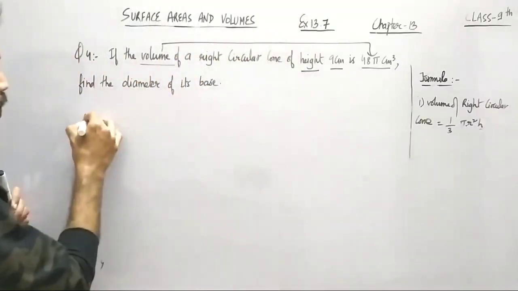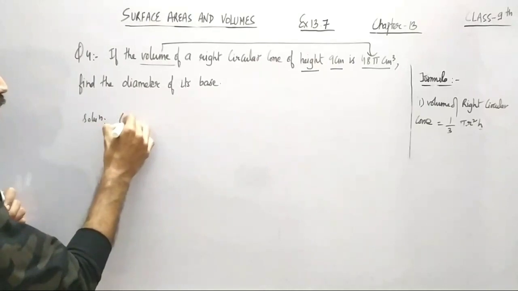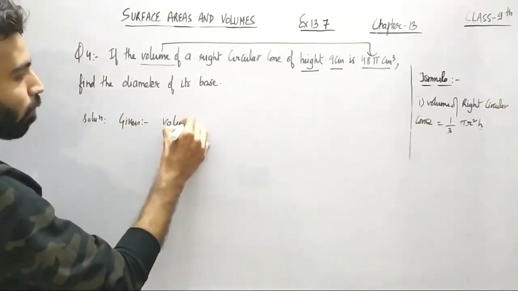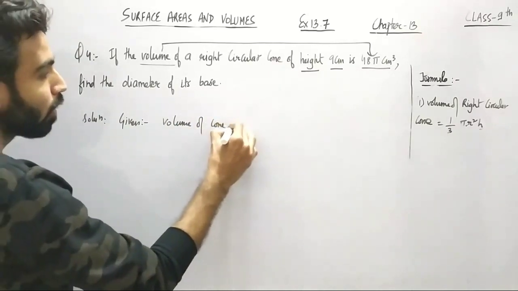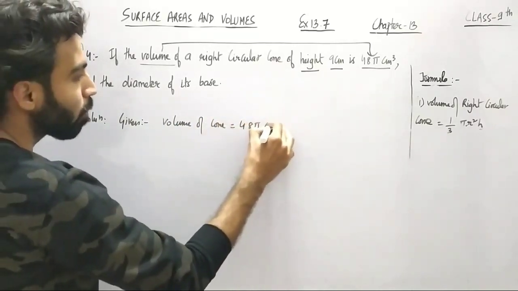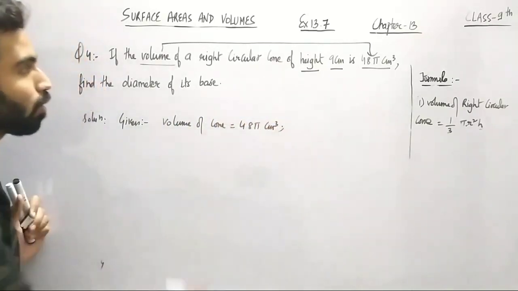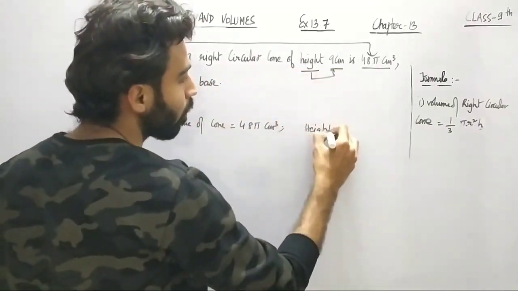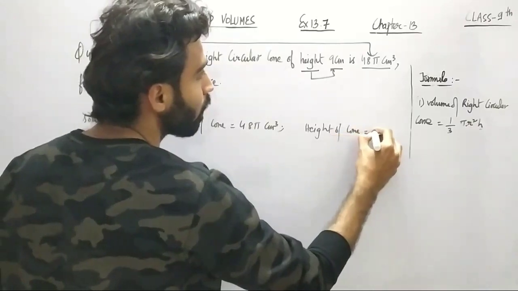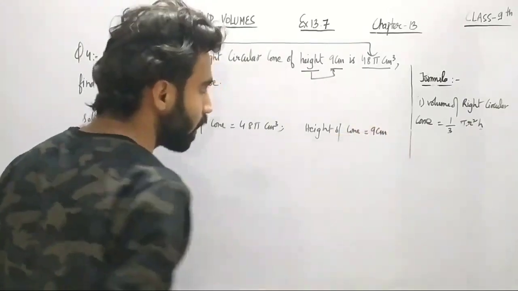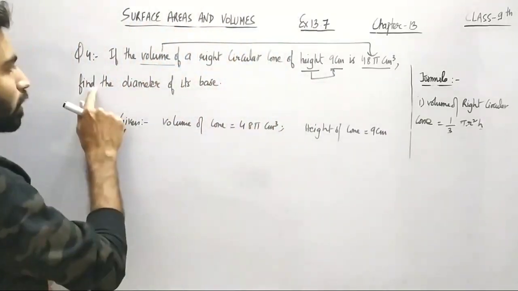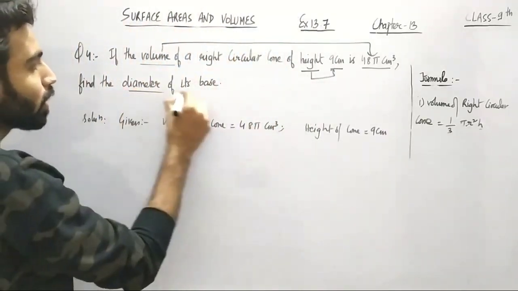So first, what will I write here in the solution? What is given in the question, right? So first you should write, Given. So simply the volume of cone is given to us as 48 pi centimeter cube, right? Also you can see the height is given to us. So the height of cone is 9 centimeters, right? So this is what is given in the question. So now what we have to find out is the diameter of its base, right?